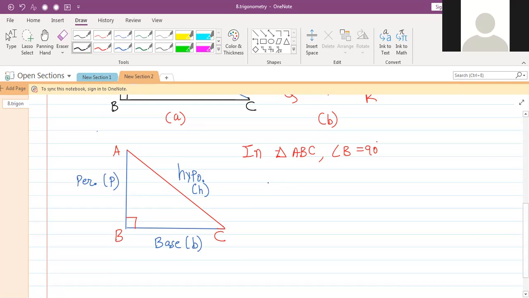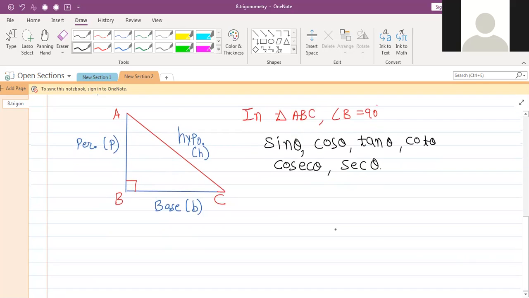Now we have six trigonometric ratios: sine theta, cos theta, tan theta, cot theta, cosec theta and sec theta. Theta means angle. Now we can derive the formulas for these six trigonometric ratios. In trigonometry, all the triangles are right angle triangles, so we also use the Pythagoras theorem to find the remaining side.